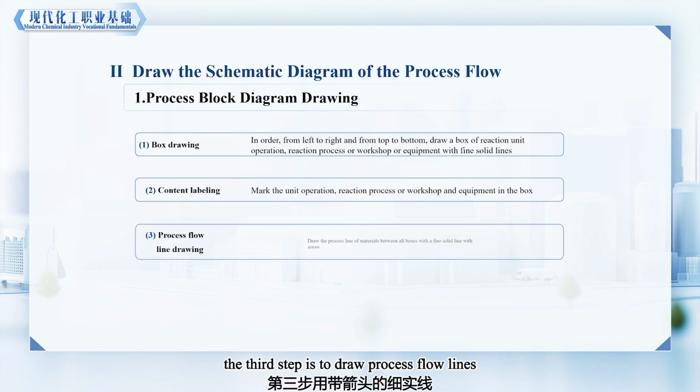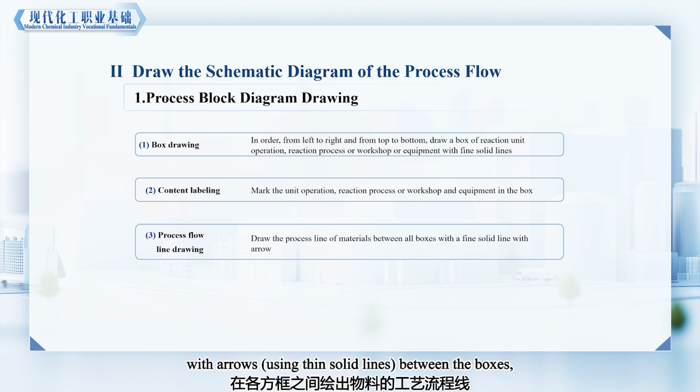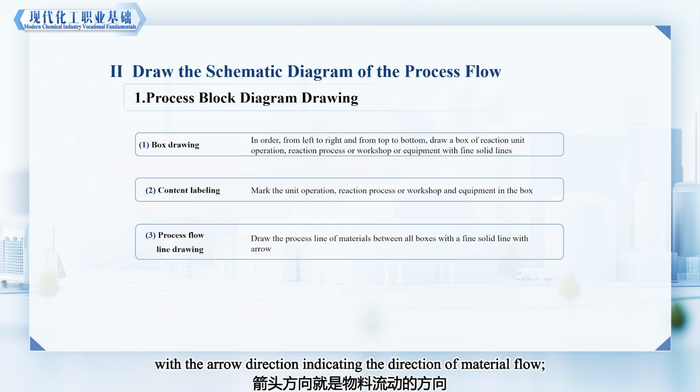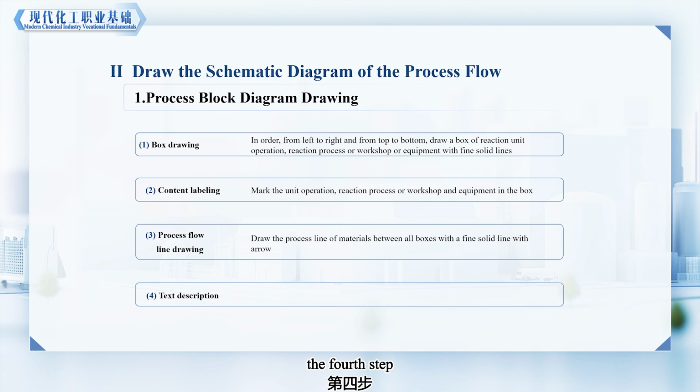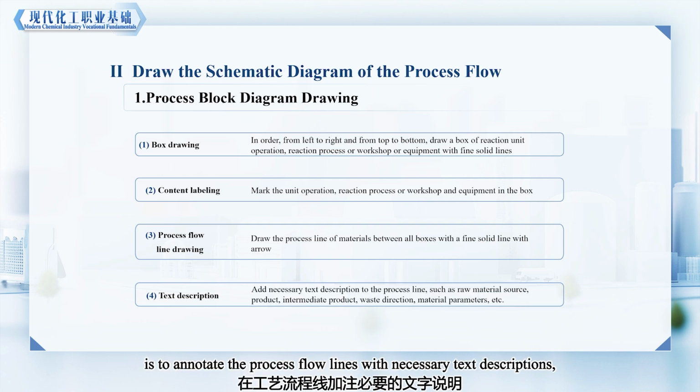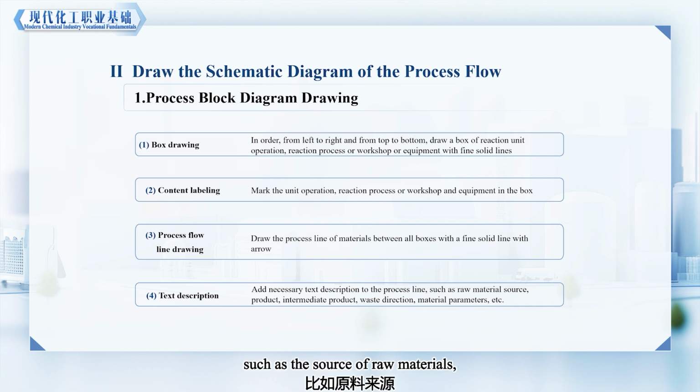The third step is to draw process flow lines with arrows using thin solid lines between the boxes, with the arrow direction indicating the direction of material flow. The fourth step is to annotate the process flow lines with necessary text descriptions, such as the source of raw materials, destination of products, and material parameters.